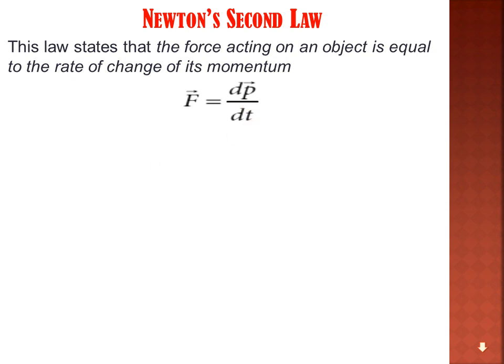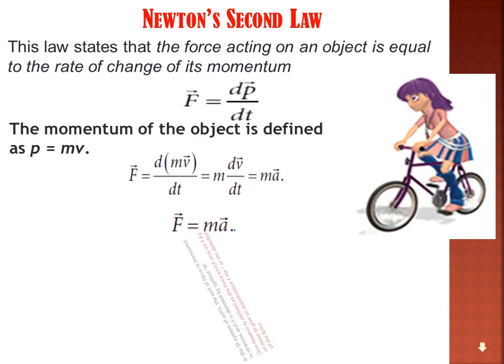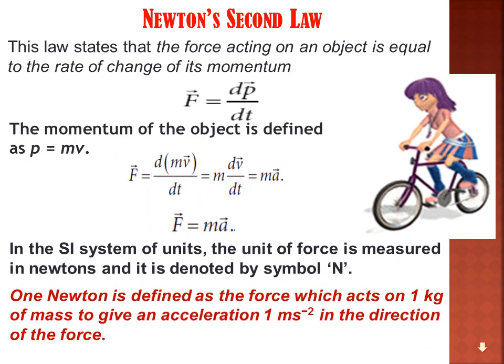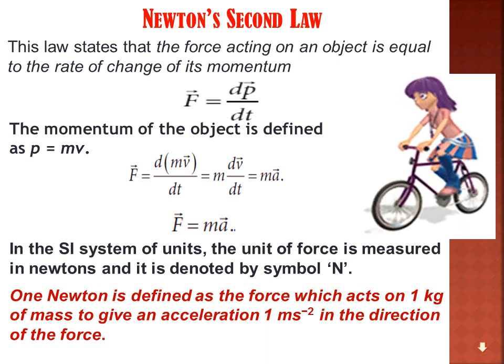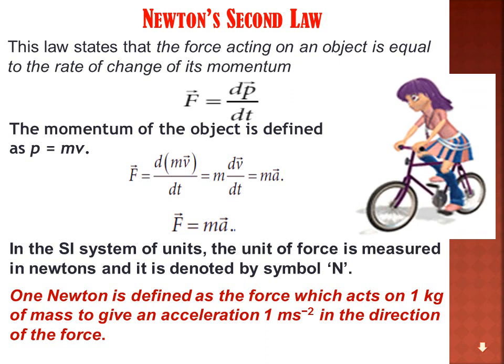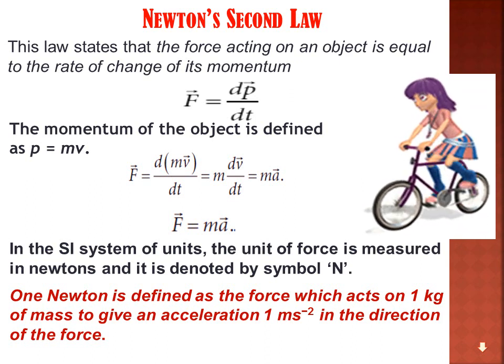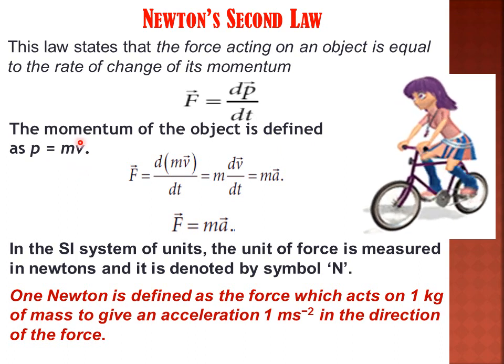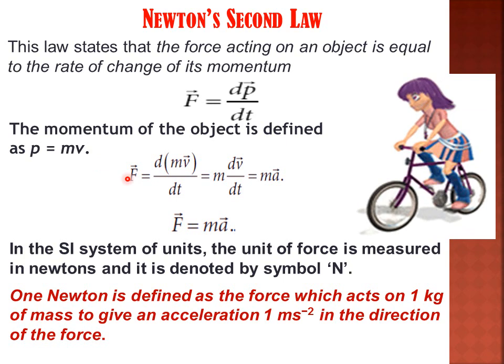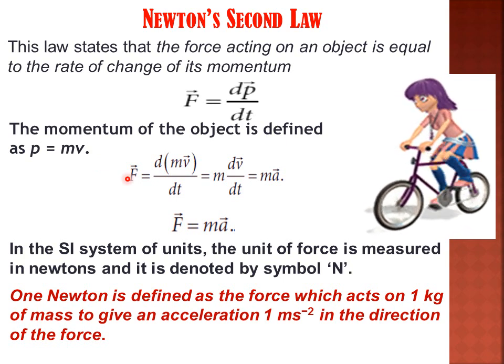Here let's see what p is. The momentum of the object is defined as p is equal to mv. That means p is equal to mass into velocity. Here p refers to the momentum.